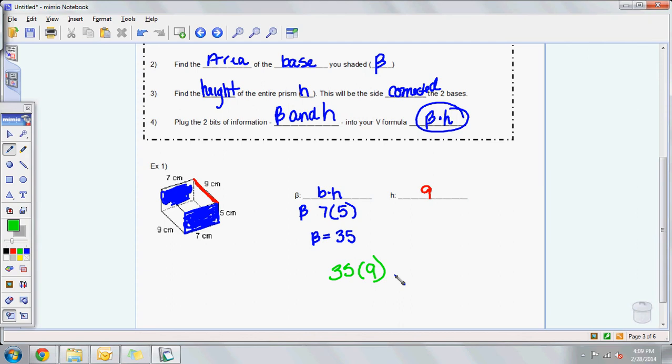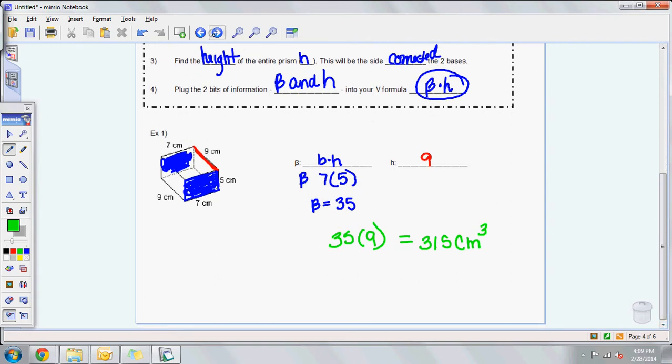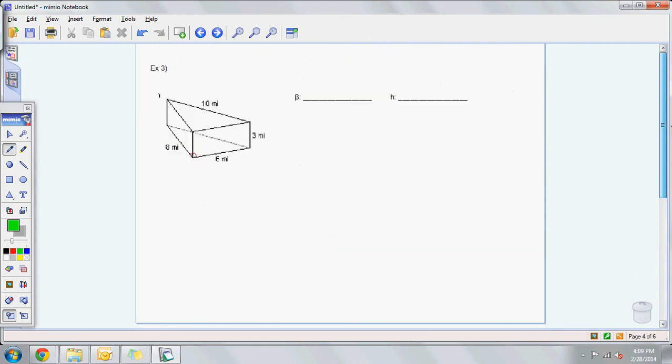Easy as that. And you're going to get 315 centimeters cubed. Remember, it's different for volume. Okay? Not too bad, I hope. Nice and simple compared to surface area.